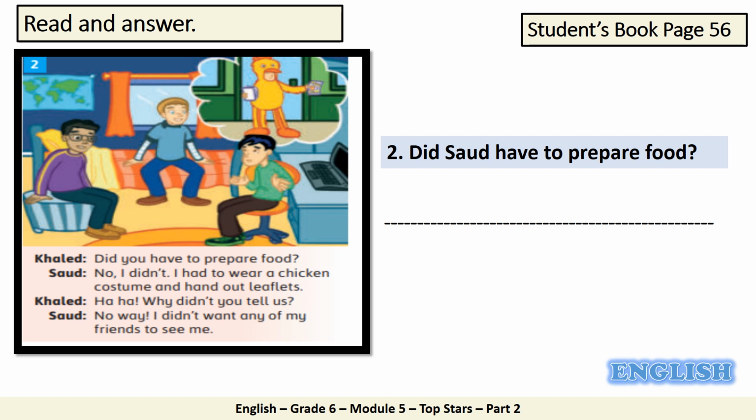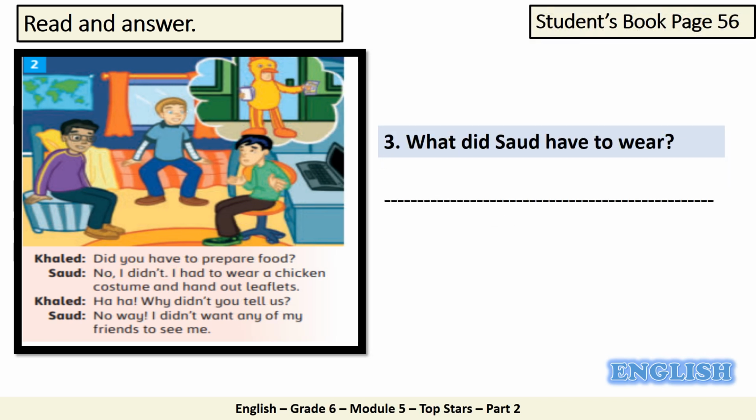Let's read question 2 together. Did Saud have to prepare food? Read frame 2 and answer. Great! No, he didn't. Let's move to question 3 and read it together. What did Saud have to wear? Read frame 2 and answer. Very good. He had to wear a chicken costume.